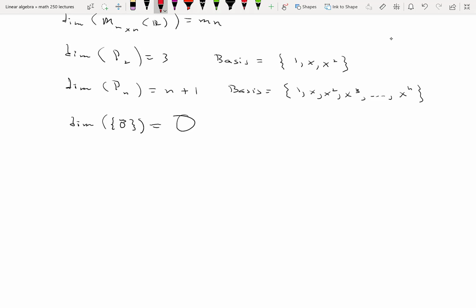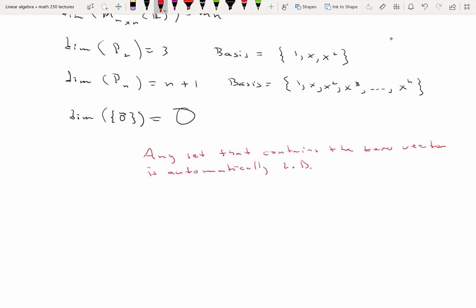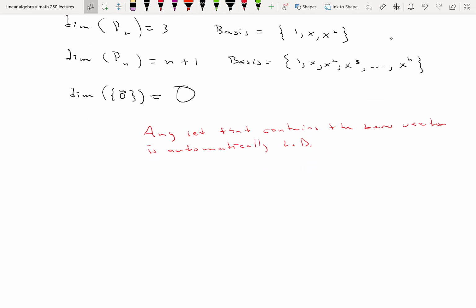Let me do this in red. Any set that contains the zero vector is automatically linearly dependent, okay, and thus couldn't form a basis, because half of the definition of a basis is you have linear independence. Okay, let's look at a real quick proof of that.